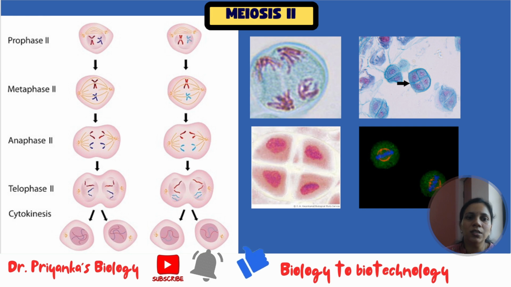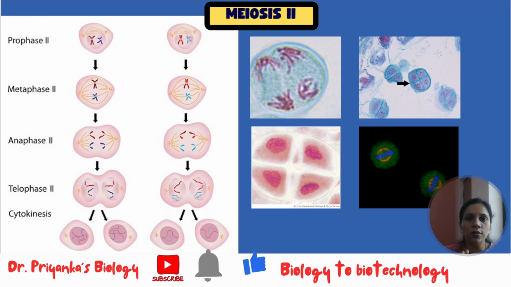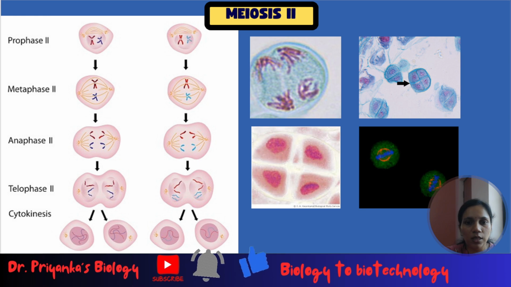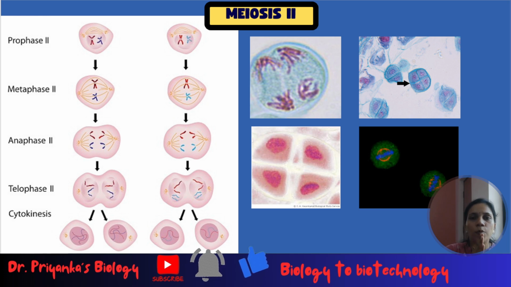Now meiosis 2 is shorter and simpler compared to meiosis 1. Because meiosis 1 started with a diploid cell and the result was haploid cells, meiosis 2 can also be called the mitosis of haploid cells. This is some extra information I am giving you from the exam point of view. Now, cells that enter meiosis 2 are the ones that have passed meiosis 1. So if there was some problem in meiosis 1, the cell will not be promoted to meiosis 2.